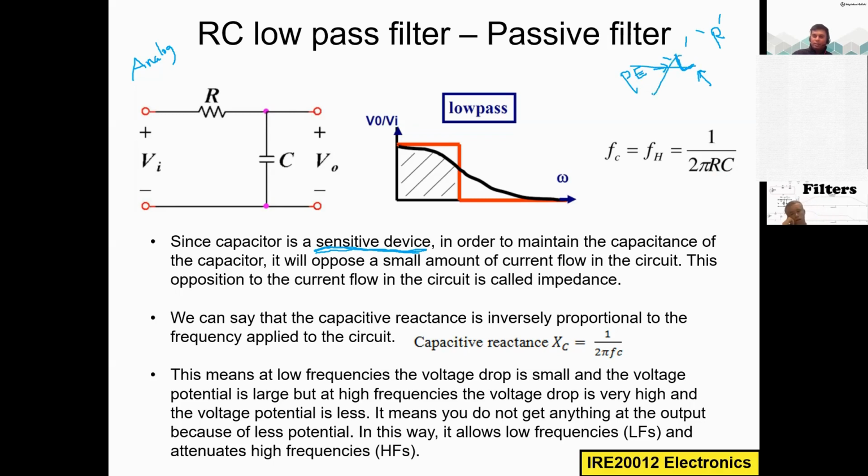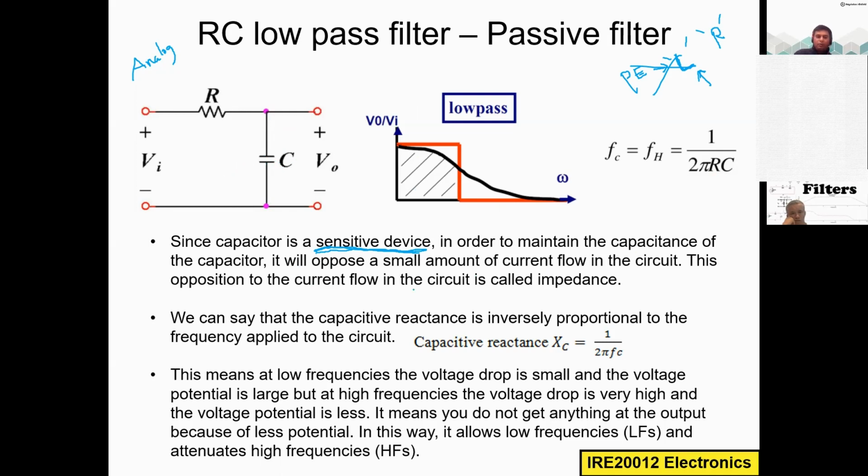This is not part of this course, so we don't need to think about that. But just remember, capacitor is an important device. In order to maintain the capacitance value, for example 1 nanofarad or 10 picofarad, whatever, the capacitor will always oppose a small amount of current flow in the circuit.